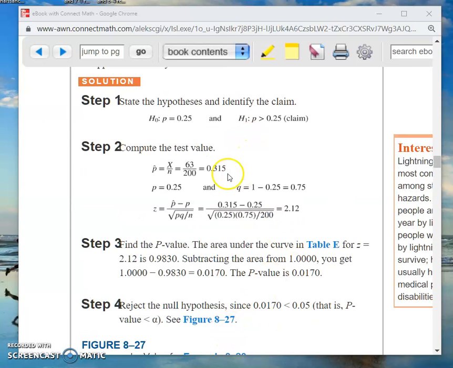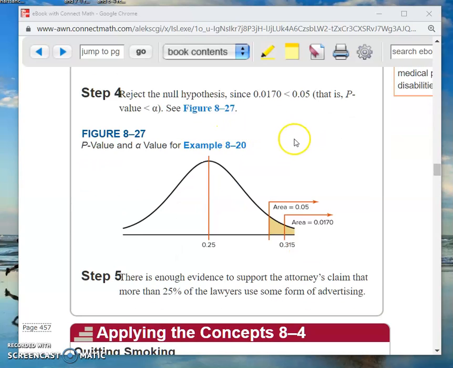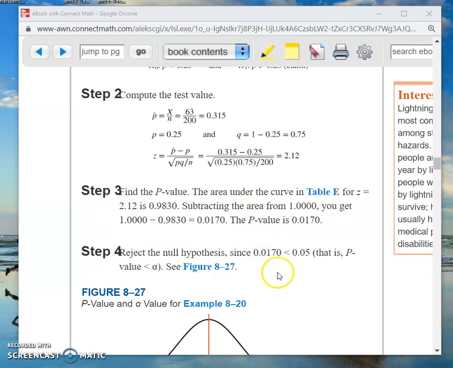Well, I did an experiment, and I came up with a value of 0.315. I looked out there and I grabbed 200 lawyers, and out of the 200, 63 are advertising, so it's 0.315. Now again, this is a metaphor. This could be how many people tested positive for a virus. We grabbed 200 people, 63 of them tested positive, so it's 0.315. So is 0.315 significantly different from 0.25? Is that a lot? I don't know, because I haven't done the experiment yet, or I haven't done the testing yet. I haven't done the Z testing yet.